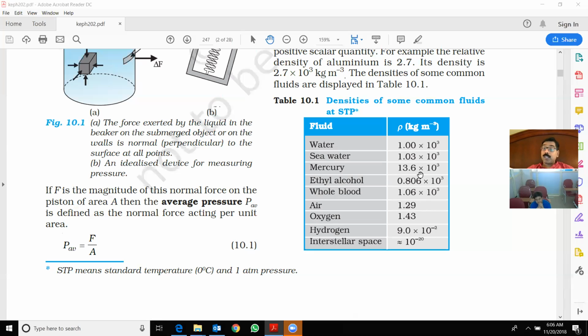Mercury has 13.6, so it is 13 times thicker than water. That means if you go 1 meter deep in mercury, you will have a change of pressure by 1 atmosphere. You see that? So this is important. You need to understand what is the fluid that I am considering for calculating the change in pressure.